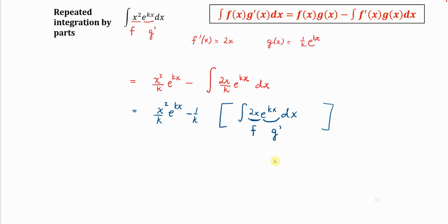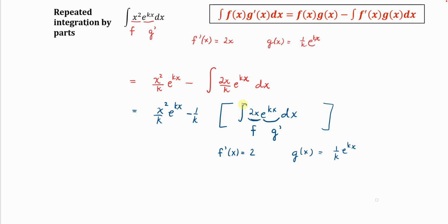And same as before, I like to write f prime and g separately. So f prime is simple enough. It's just going to be 2. And then g, which is the antiderivative of this expression, is the same as it was in the previous step. It's going to be 1 over k e to the kx. And then I'm going to work out this detail here.